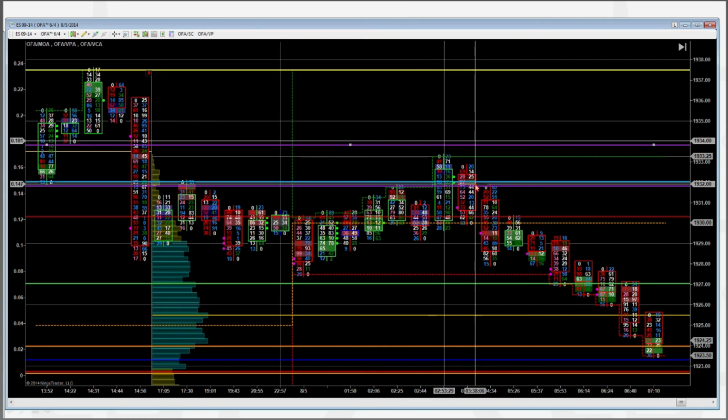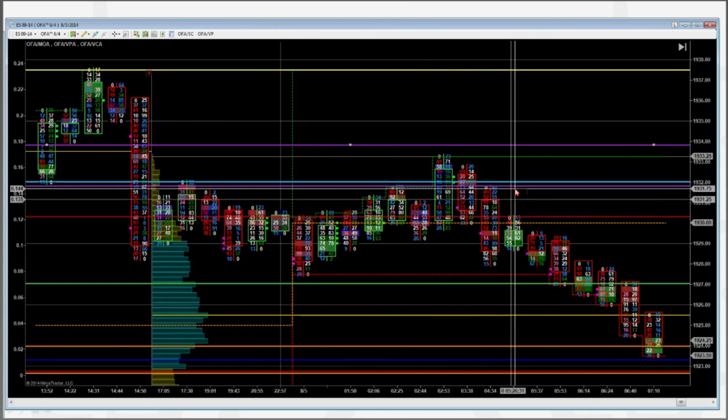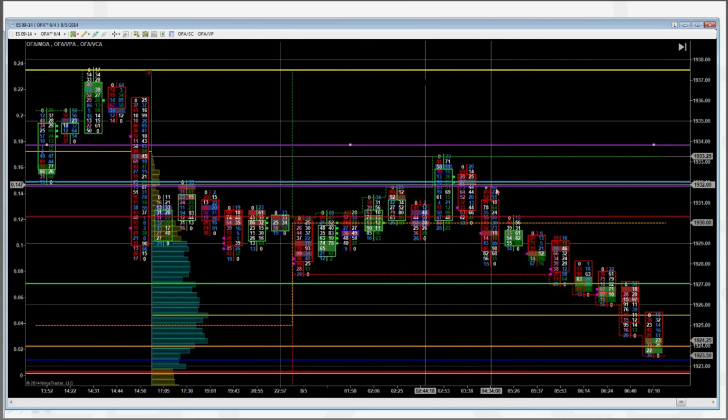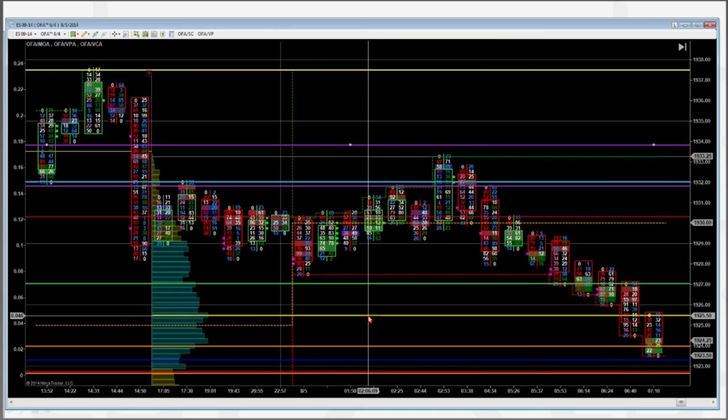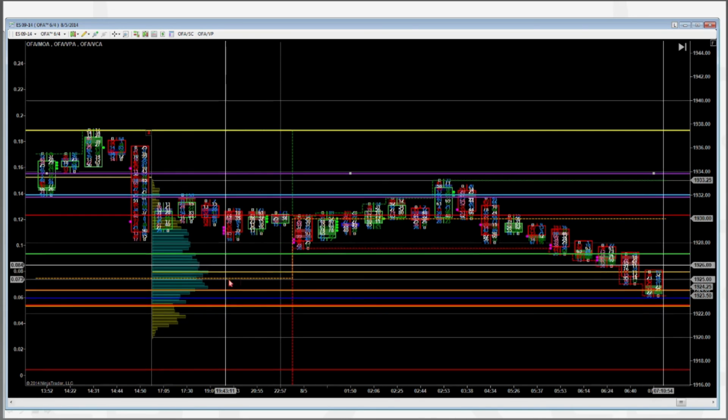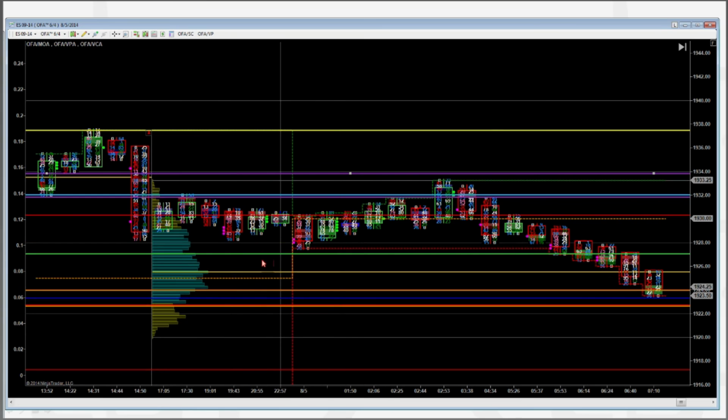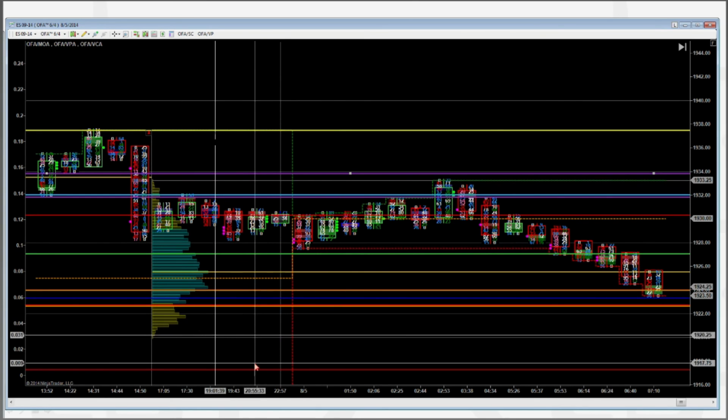It didn't do that. So once it came back down through this level, if the European session shows this is a low volume area, comes back up to it, it fails, I'm short. What am I looking for? Most likely looking for VPOC. I actually think this is the session VPOC and possibly lower.